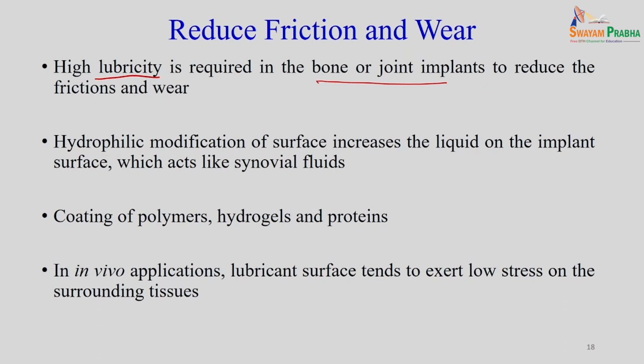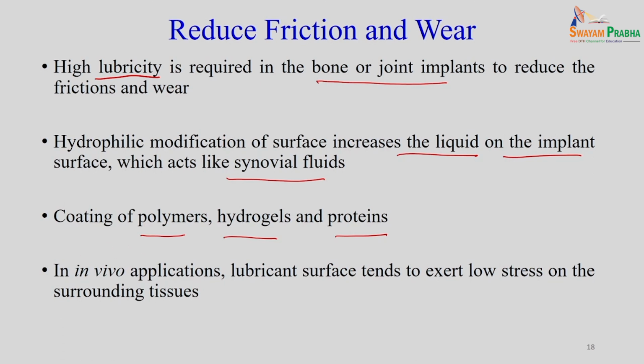So, particularly this hydrophilic modification increases the liquid or the hydrophilic materials on the surface, like synovial fluid. So, one option is to go for modifying the outermost surface with the hydrophobic coatings. Apart from that, different polymers, hydrogels or proteins are also used for the coating to minimize or reduce the friction and wear between the joints.